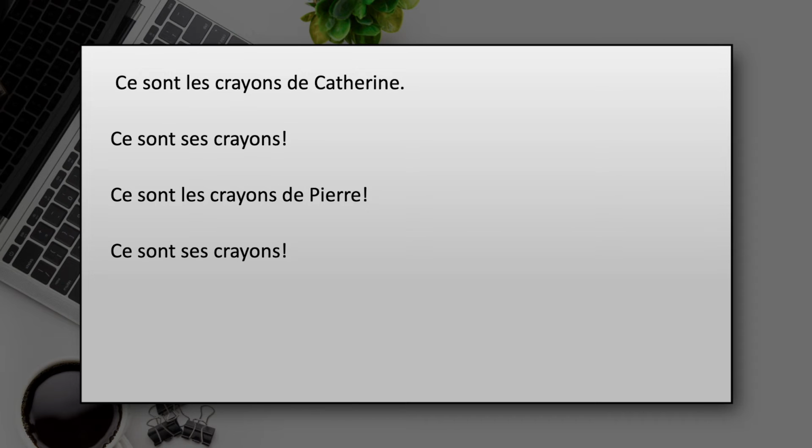And this particular example which I just told you, I will tell it to you again. Ce sont les crayons de Catherine. These are Catherine's pencils. These are her pencils. And ce sont les crayons de Pierre. Ce sont ses crayons. These are his pencils. So, this his and her in English refers to the person who owns it and not to the object or the idea that they are qualifying.